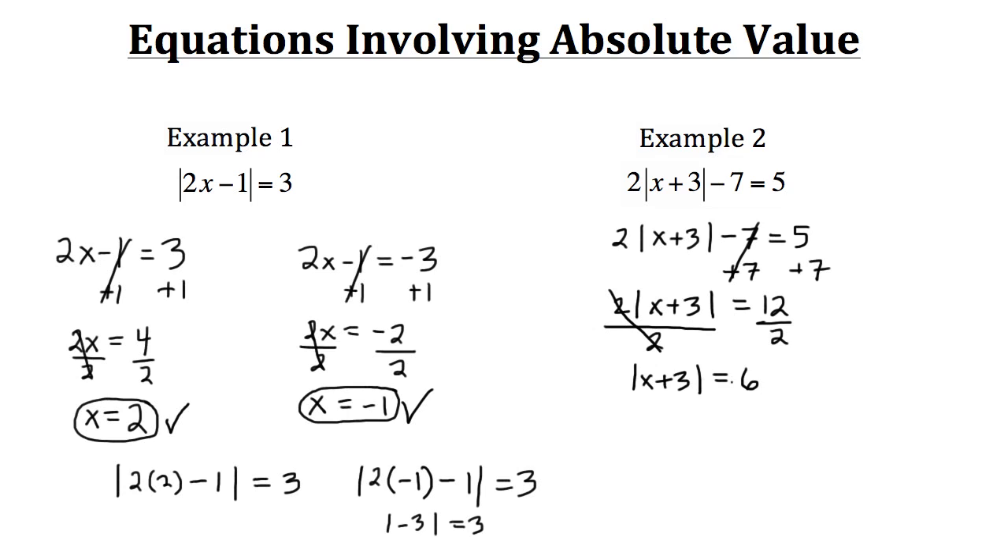Now we're in a similar position as we started in example 1. So the absolute value is the distance that a certain point is from the origin. So right now we know that distance is 6. So either it was on the positive side, so being positive 6, or it's on the negative side of the number line, being negative 6. So we need to look at both those cases. So x plus 3 could be a positive 6, or x plus 3 could be a negative 6.